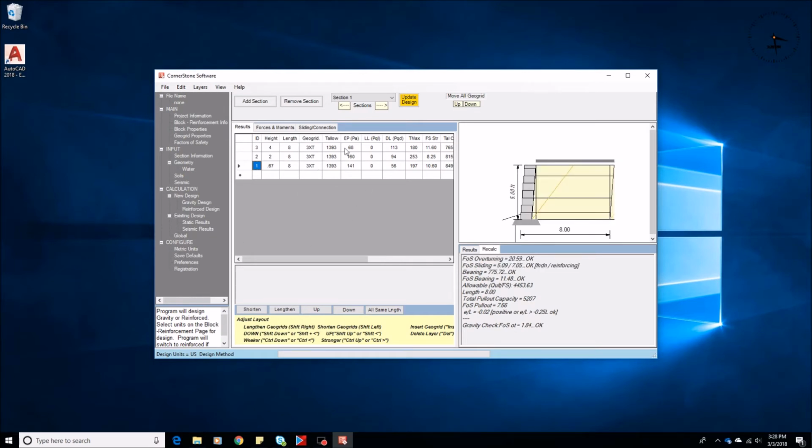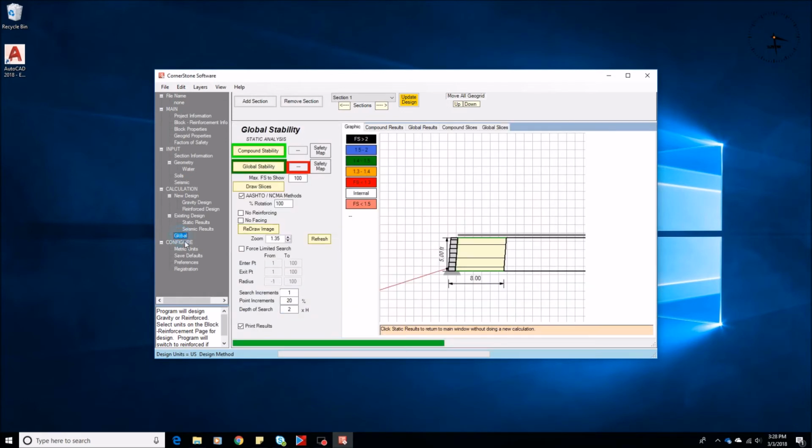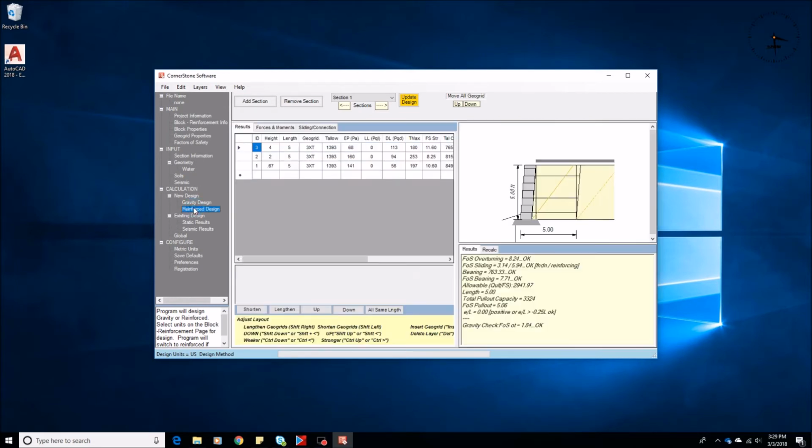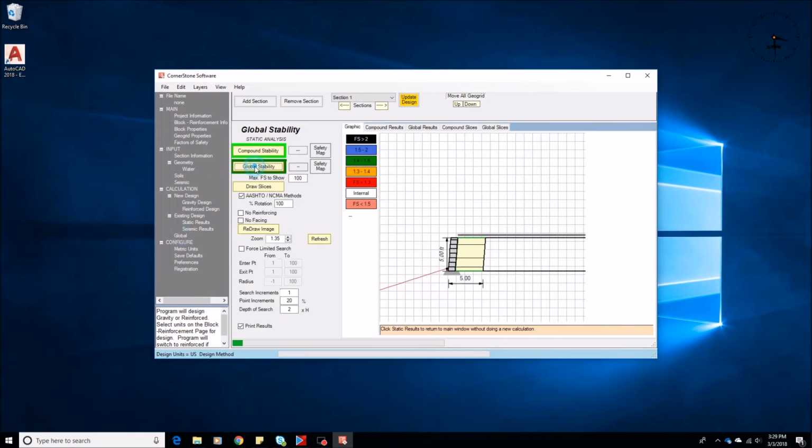Whenever you make a change in this, the calculations automatically update. We'll go to global, 1.31. Now we're stable. In cases where you have a large toe slope below the wall, we need to look at global. We need to make sure that we're up in that 1.3 range or greater. Embed the wall deeper, make the grids longer. Two choices. The other choice, obviously, is we go to reinforced design, and we said that our global was less than 1.3, 1.17.